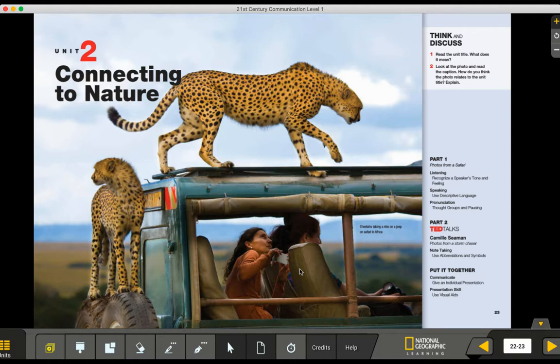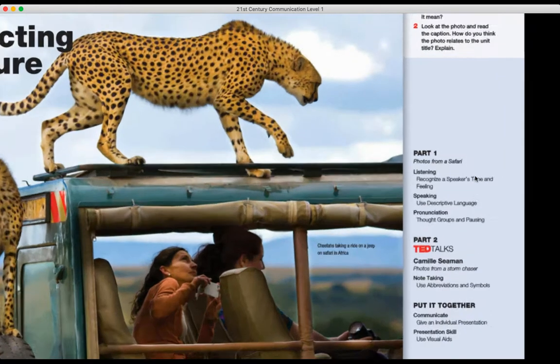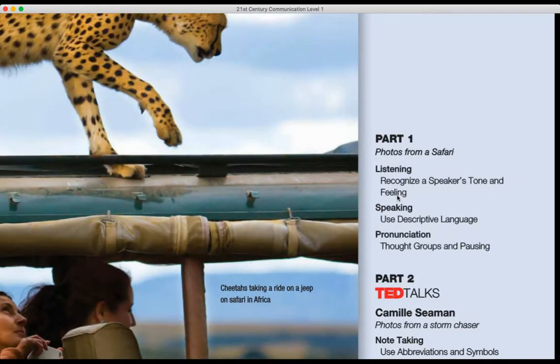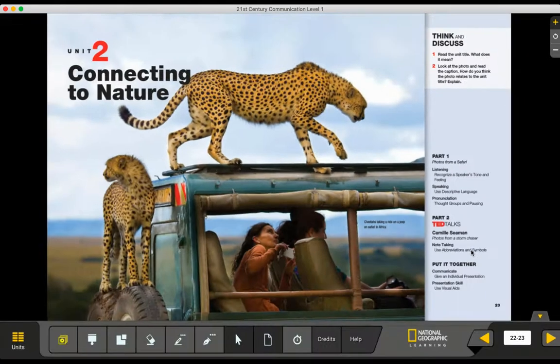For part one of this unit, we will be listening. Recognize a speaker's tone and feeling. We will be speaking using descriptive language. And we will be using pronunciation, talking about thought groups and pausing. We will learn more about these things as we go through this unit. Let's turn to the next page.